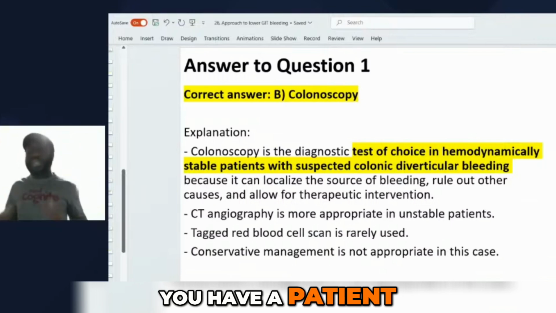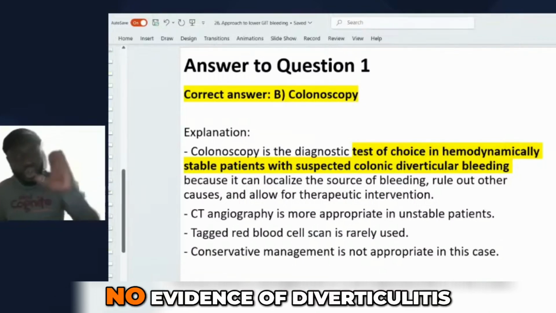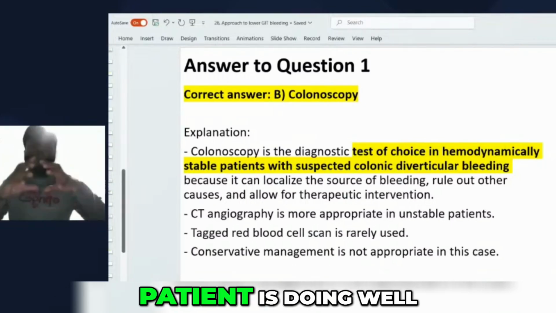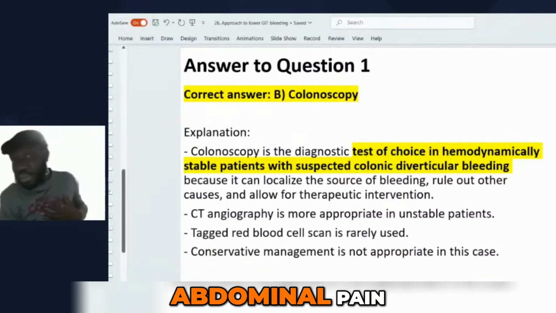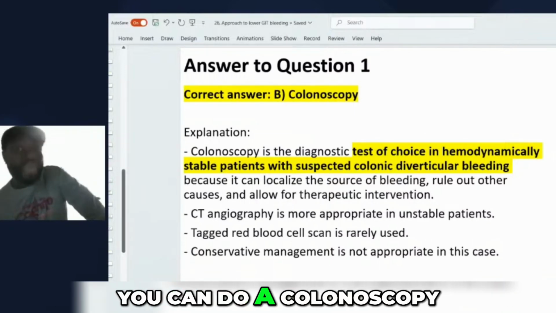Please write it down. You have a patient, hemodynamically stable, no evidence of diverticulitis. Patient is doing well, has painless abdominal pain, even though there's rectal bleeding. You can do a colonoscopy.